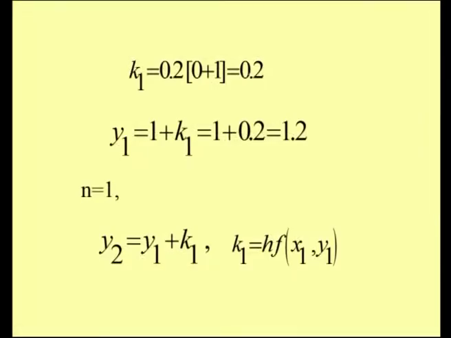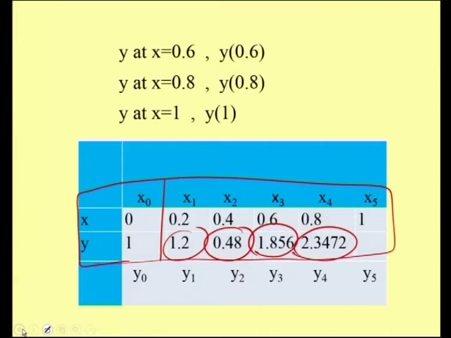which is equal to 0.2. So, k1 is 0.2 and y1 is 1 plus k1. Substitute this k1 value, 1 plus 0.2 is equal to 1.2. So, this 1.2 is substituted here against the y1 value. So, 1.2 we have calculated and we are filling up the tabular column.